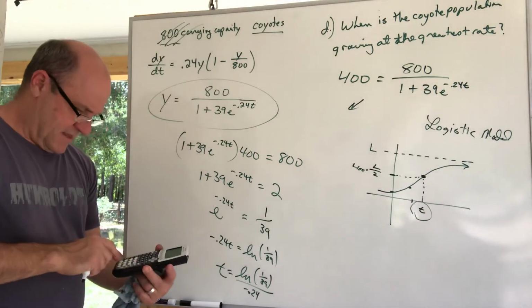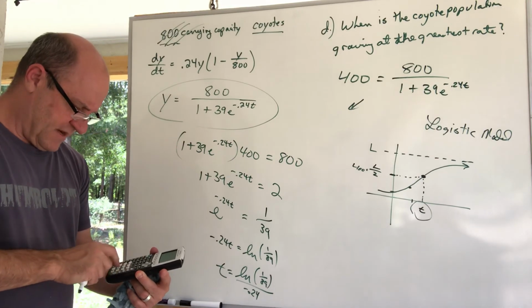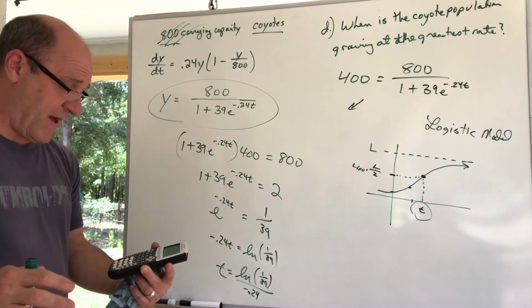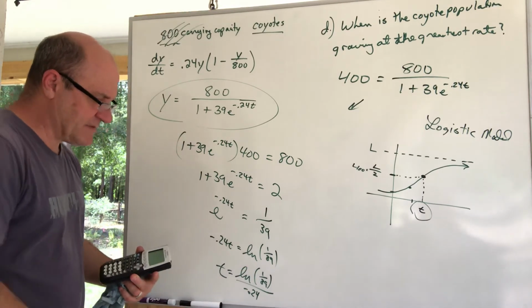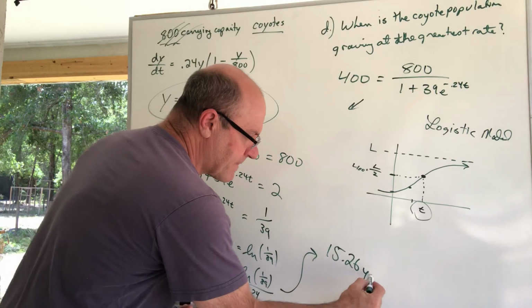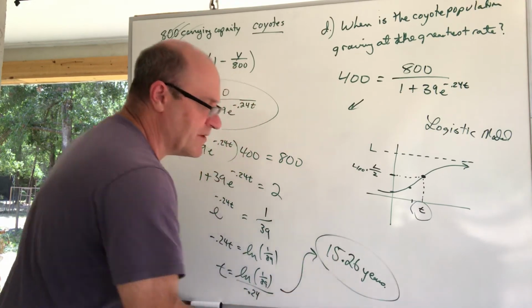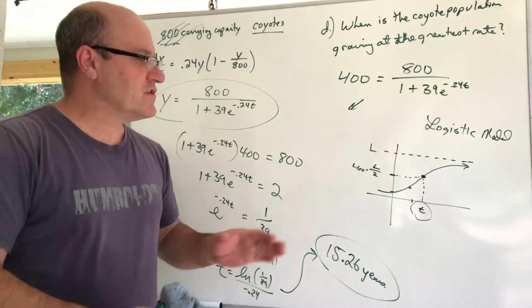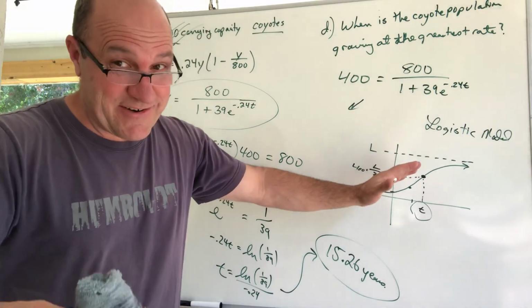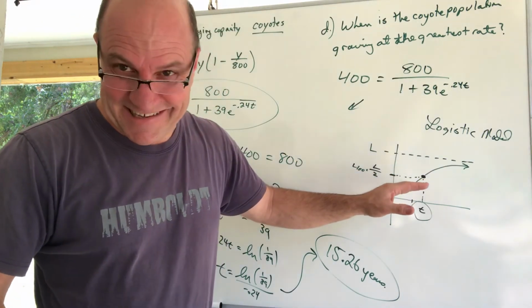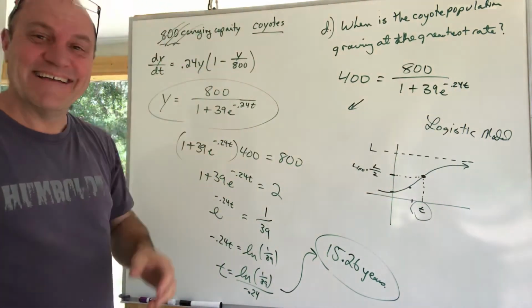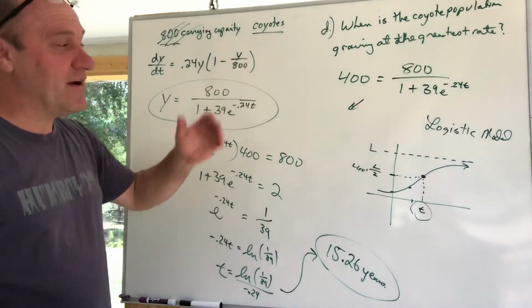Anyway, let's see what this is. The natural log of 1/39 divided by negative 0.24 comes out to be a positive number. That's a negative divided by a negative, so it comes out positive: 15.26 years. So from year 0, in 15 years we've reached half the carrying capacity. From this point on, the rate of increase begins to decrease. The population still increases toward 800.